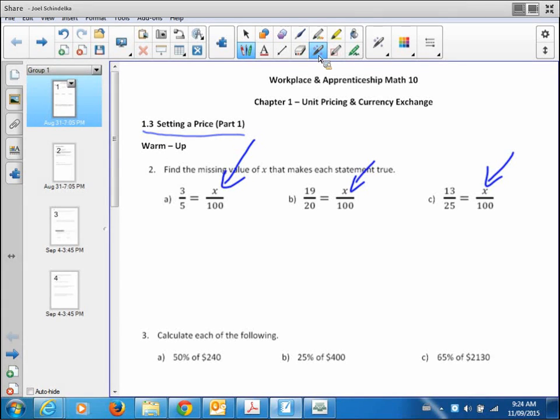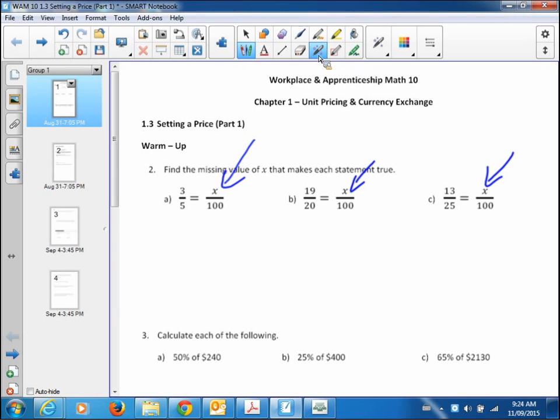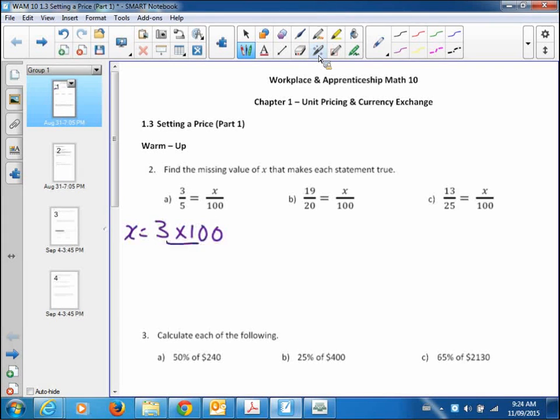These are all proportions, ratios set equal to each other, and the way to solve it is cross multiply, divide by the loner. Meaning, if you're trying to solve for this letter x here, take the diagonals, multiply across, 3 times 100, then divide by what's alone. There's nothing across from it, it's across from the x. Divide by 5. So, in this particular case, x is equal to 3 times 100 divided by 5. x equals 60.